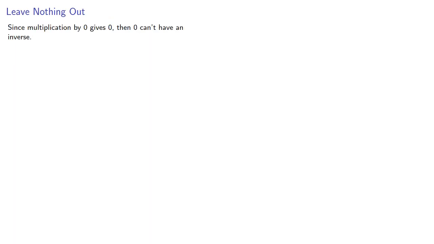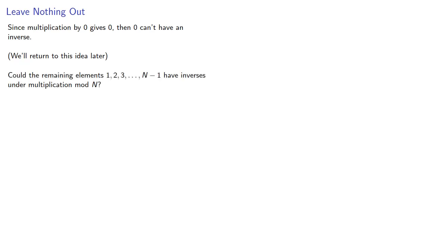So the first thing we might observe is that since multiplication by 0 always gives 0, then 0 can't have an inverse. We'll return to this idea later. Could the remaining elements, 1, 2, 3, up to n minus 1, have inverses under multiplication mod n? Well, let's consider.